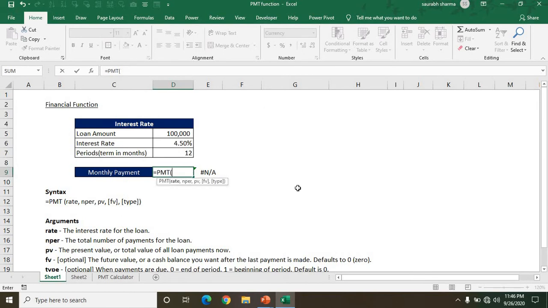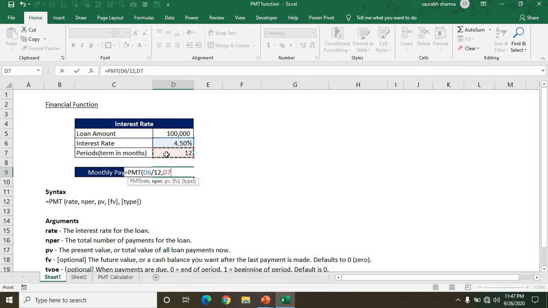So what is the rate? Rate is the interest rate for a loan. So this is my interest rate divided by 12, comma, NPER. What is the NPER? The total number of payments for a loan. That is 12 only, because this is in months. If your data is not in months, you have to convert it into months with the help of the multiply sign. Now I'm using the months only.